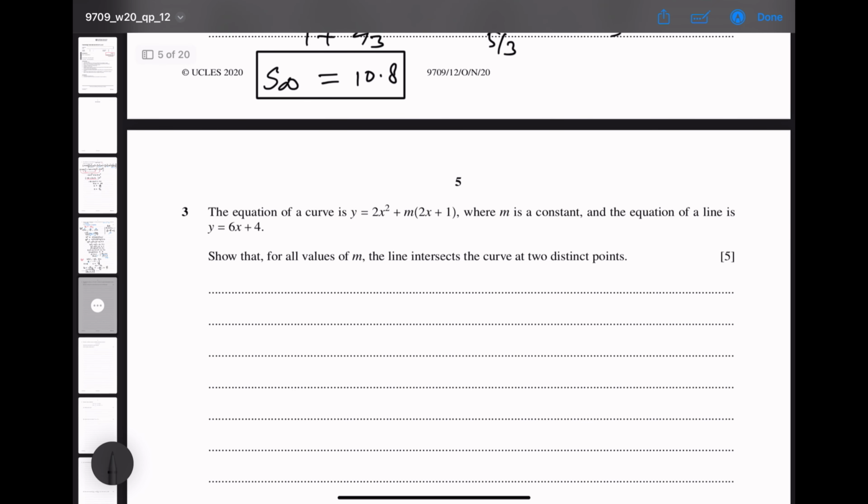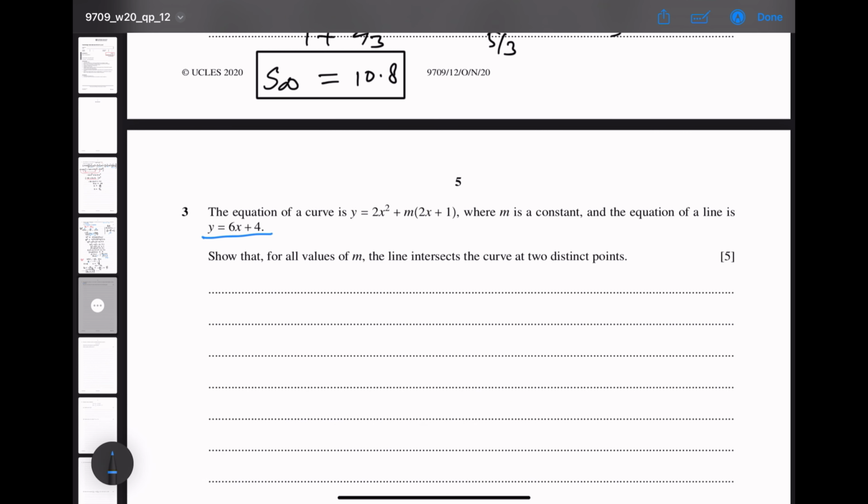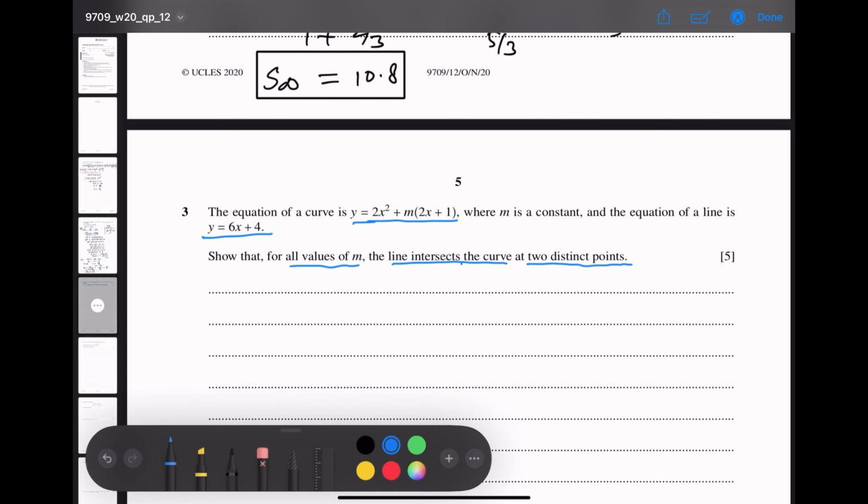Now move to the next question, number 3. The equation of the curve is y is equal to 2x square plus m 2x plus 1, where m is a constant. And the equation of the line is y is equal to 6x plus 4. This is the equation of the curve. This is the equation of the line. Show that for all values of m, the line intersects the curve at two distinct points. This question is from quadratic.